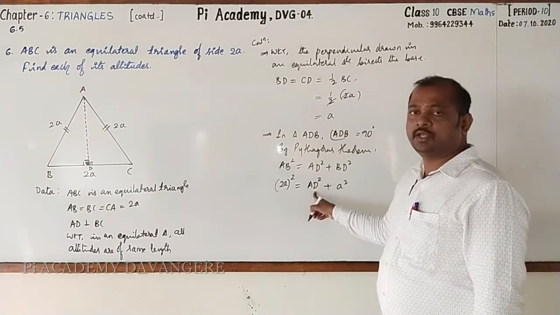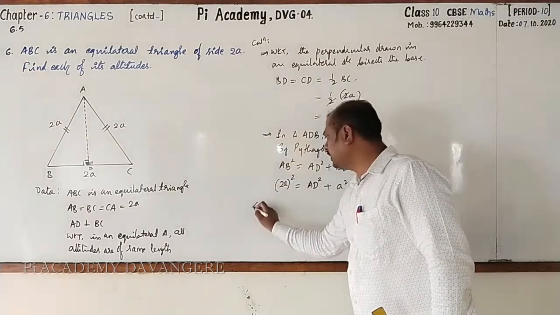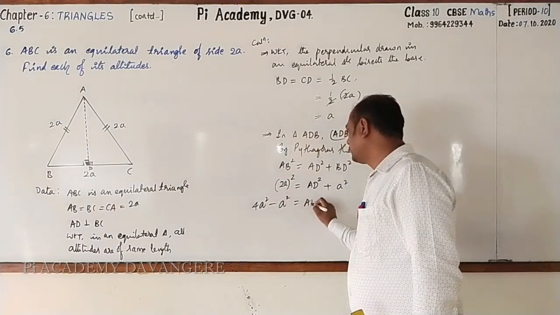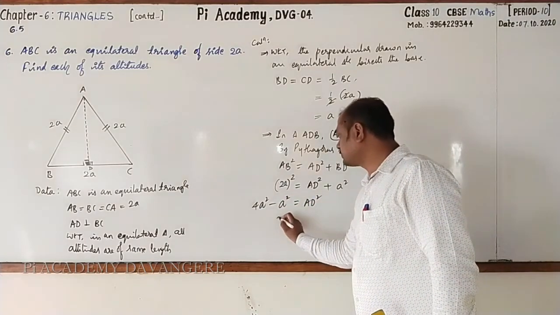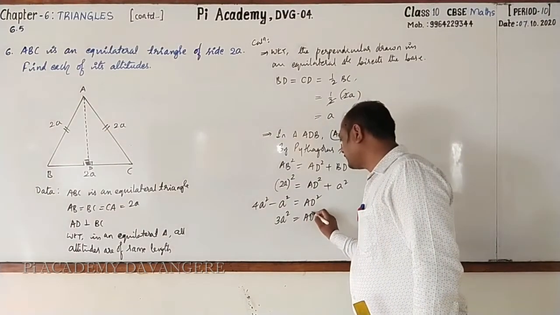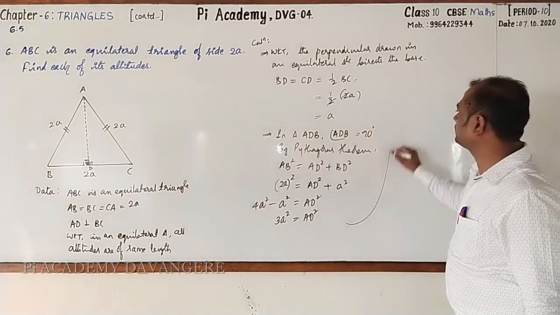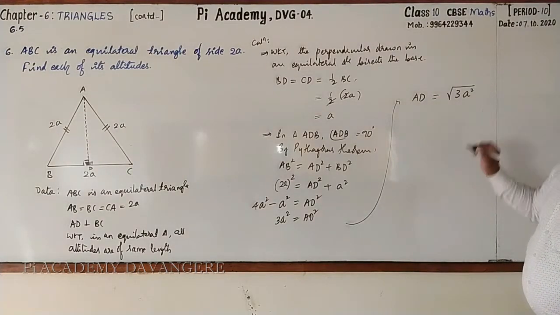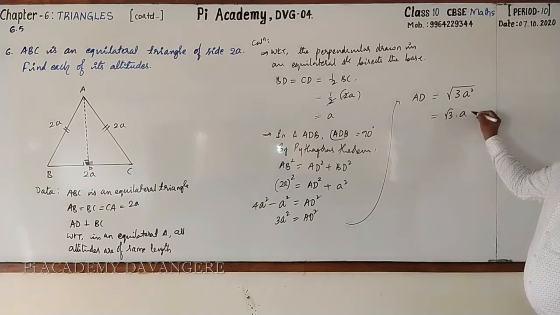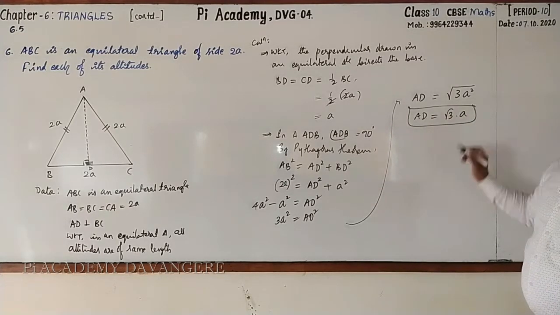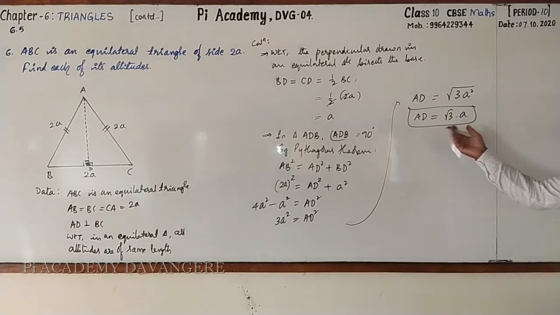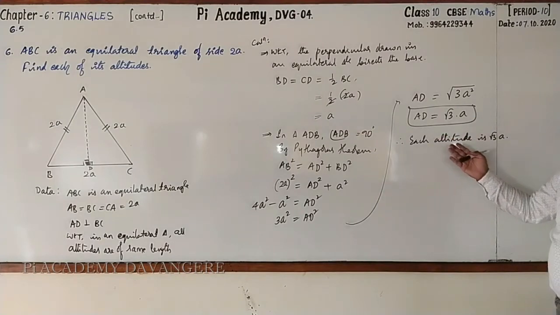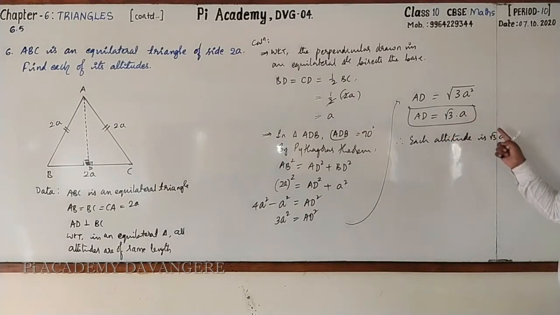Then as we want AD square, keep that as it is. 2a whole square is 4a square. Transfer a square to the left hand side: 4a square minus a square, 3a square equal to AD square. Then AD equal to square root of 3 into a square, then root 3 into a. Followed? Yes. Right. Hope that you have written. Write the conclusion: each altitude is root 3 into a.